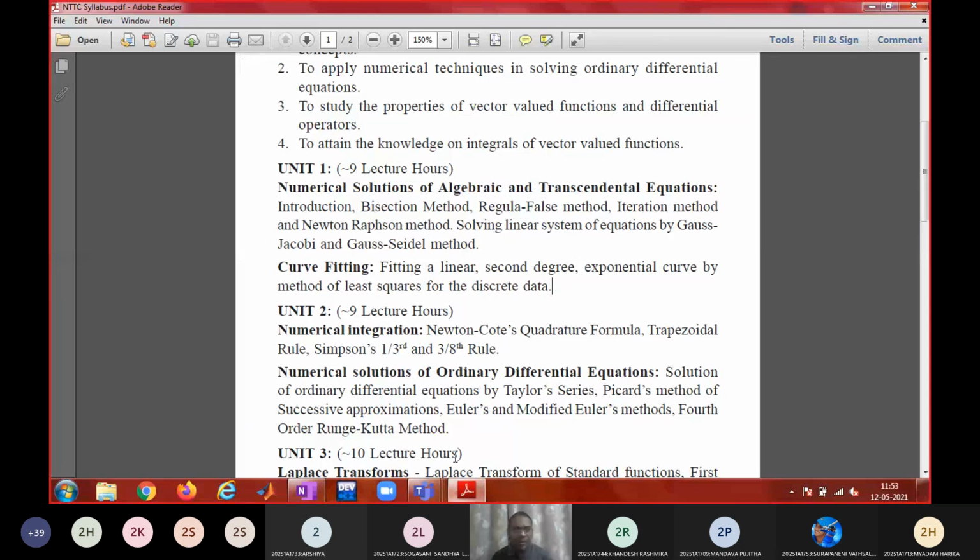With that, your first unit is over. We have completed root finding techniques through bisection, regula falsi, and Newton-Raphson methods. After that, we have seen numerical solutions to systems of linear equations through Jacobi and Gauss-Seidel. And after that, curve fitting through straight line fit, second degree parabolic fit, and exponential curve fitting. So the next unit is about numerical integration, followed by numerical solutions to ordinary differential equations.